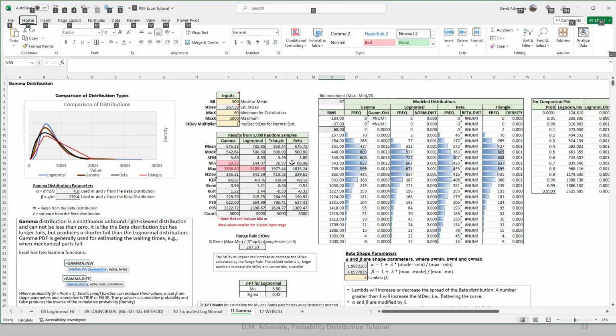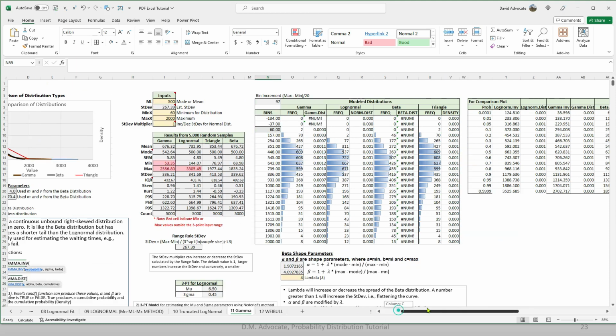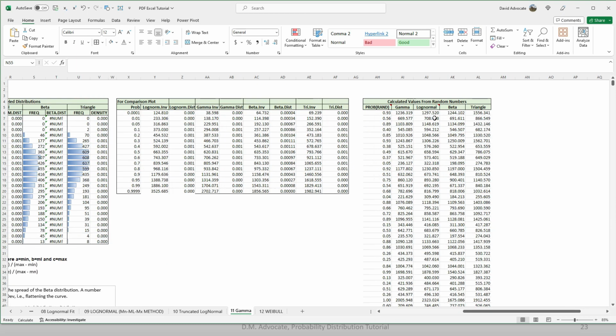As with our previous spreadsheets, I've done the same thing where I put my inputs at the top. I have my results statistics in the table. Down below here, I calculate mu and sigma for the 3-point, and that's used for the log normal. And on the far right is where I've calculated the gamma distribution using gamma inv, where we use some probability and then alpha and beta.